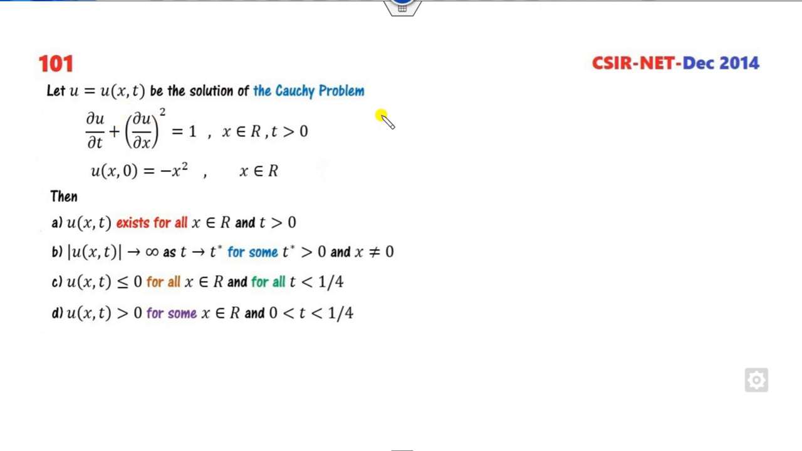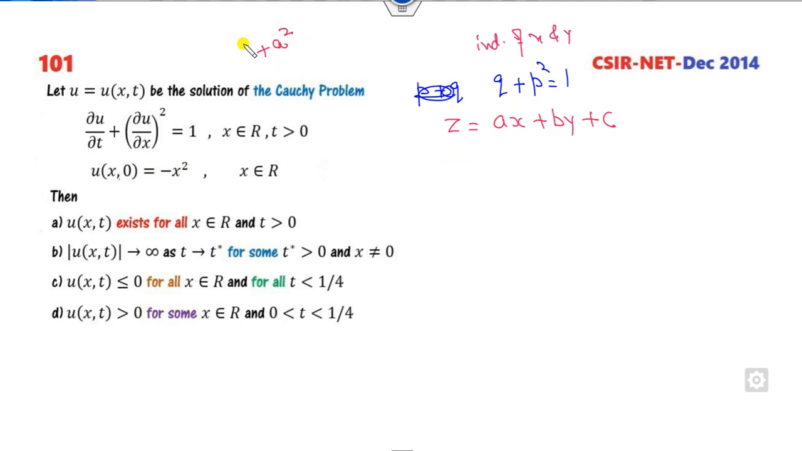Okay, now again, this is p, this is my q, this is p squared, which is independent of x and y. So the solution will be z = ax + by + c. It passes through here, so I can substitute. b + a squared is 1, so I can find the value of b from here: 1 minus a squared. Now you can substitute this value. So this is minus x squared, ax, y is 0, so plus c.